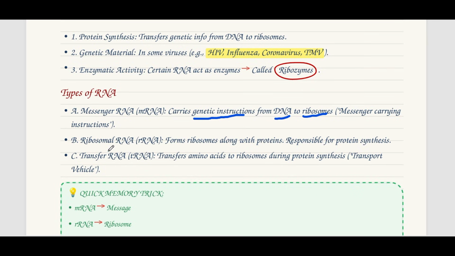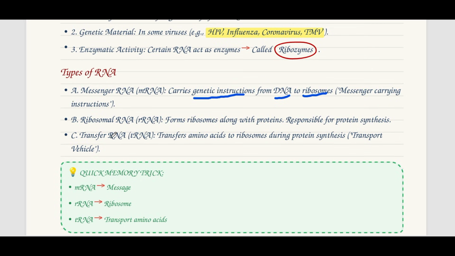Second one is ribosomal RNA. It forms ribosomes along with proteins. It is responsible for the protein synthesis in the cell.